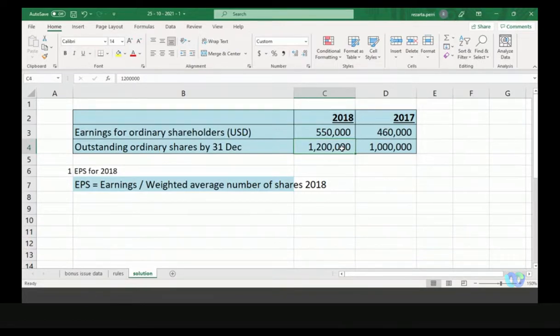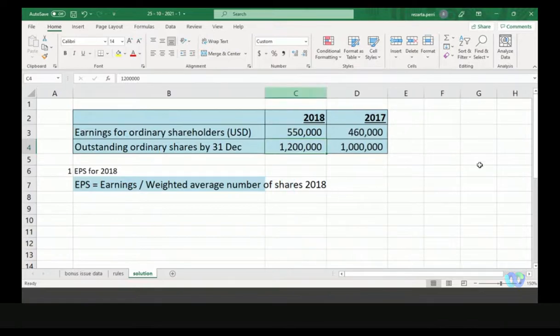1,200,000 divided by 1 million, it is actually 6 to 5. So we need to calculate in this moment what is the weighted average number of shares for 2018. In order to do that, I'm just going to prepare a simple table that will facilitate our calculations, having the Excel tool over here.